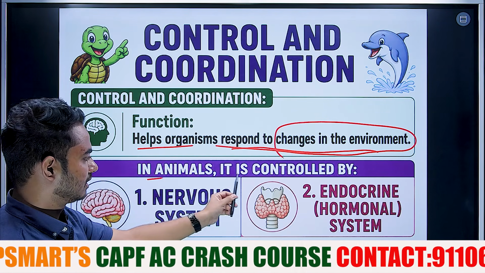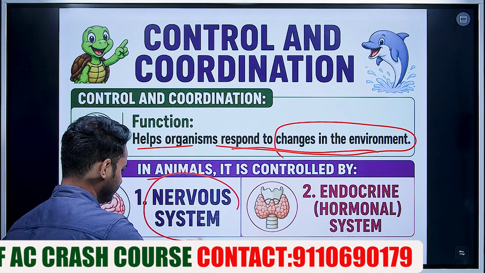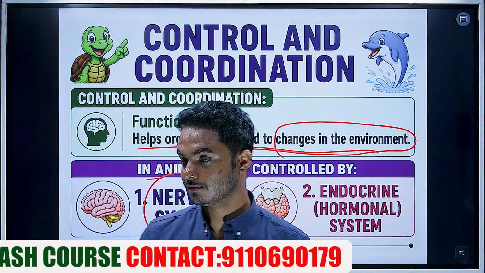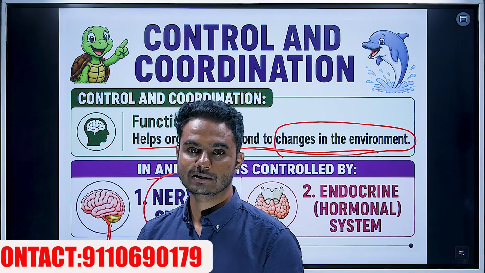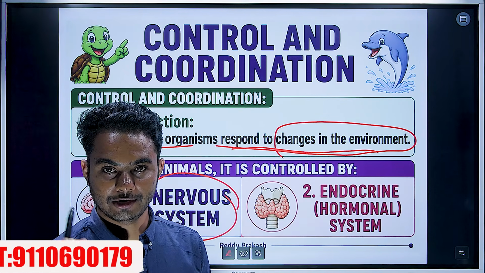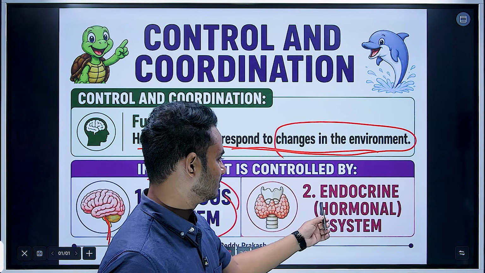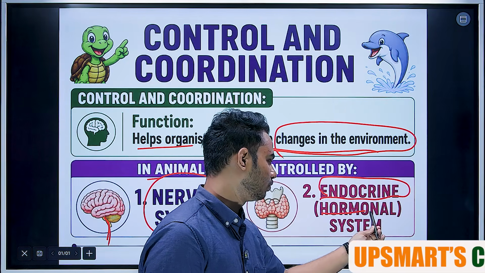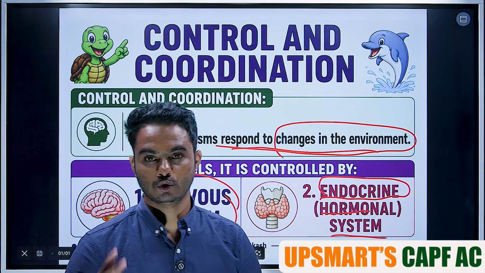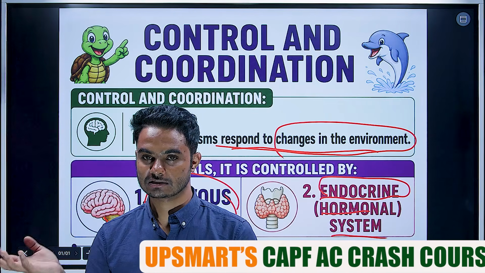Next, in animals, it is controlled by one, the nervous system. What is the nervous system? The brain and another part, comment it down, which I already told you in the previous classes. One is the nervous system. The second one, this is important now, is endocrine glands. That is the hormonal system. There are two types of glands in the body, endocrine glands and exocrine glands.